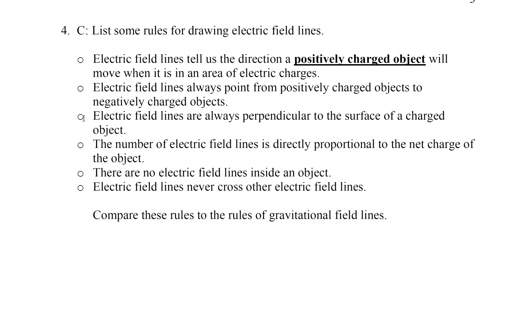The number of electric field lines is directly proportional to the net charge of the object, and there are no electric field lines inside an object. Electric field lines never cross other electric field lines. You should compare these rules to the rules of gravitational field lines from an earlier worksheet.